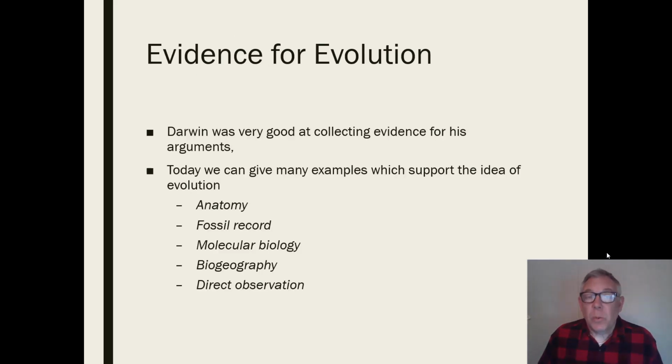And one of the reasons that Darwin is remembered for this is because he was very good at collecting such evidence. And so his book is just filled with all these different examples that all help to explain this idea. And so I like to break these down. This is not my idea. I got this from somebody else. But sort of five broad types of evidence that we use to support this idea of evolution. And so that's anatomy, the fossil record, molecular biology, biogeography, and then direct observation. And so I'm going to give you a couple examples of each of these.